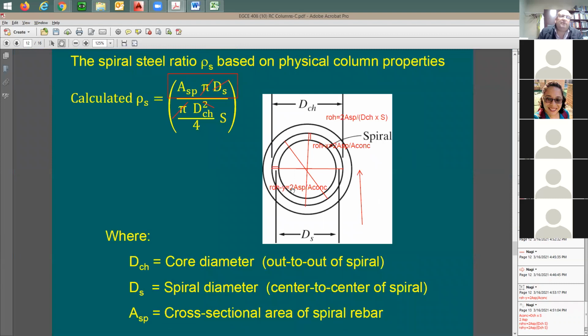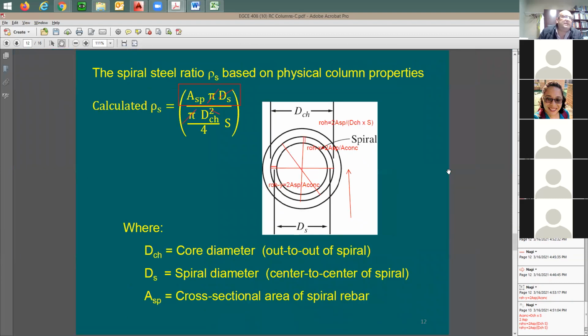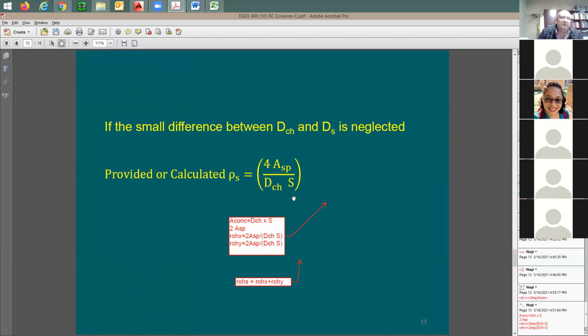Because you see here 2 plus 2 is going to get you 4, which is the same as this equation here. So usually, if you like to find out the volumetric ratio for a column or any structure, you need to find out rho x and rho y, just add them to each other, according to this equation. Or you can just simply use this equation, if this is okay with you. I mean, if you have it in your notes and you can use it, go ahead and use it, right?